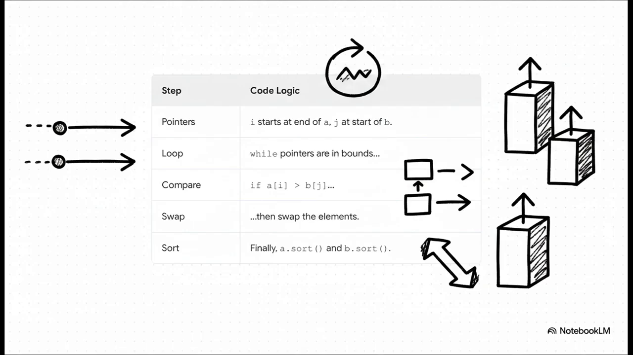Inside that loop is our key comparison. If the element in A is bigger than the one in B, we swap them. Then we just move our pointers inward. After the loop is done, we know the arrays are partitioned correctly. Those last 2 lines are just the cleanup. We sort A, we sort B, and we have our final result.